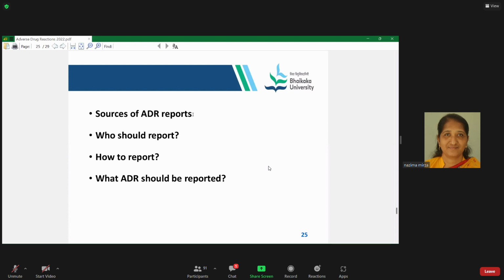How to fill the ADR form, the adverse event form? And what ADR should be reported? Any ADR should be reported, though mild, though severe. Severe होता है तो 24 hours में report करना रहता है, right?